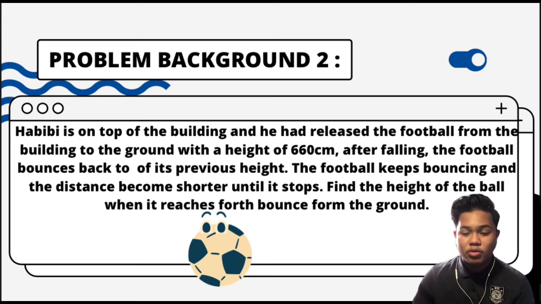Now we are going to problem background 2. For the second case, Habibi is on the top of the building and he released the football from the building to the ground with a height of 660 cm. After falling, the football bounced back to 2 over 4 of its previous height. The football keeps bouncing and the distance becomes shorter until it stops. Find the height of the football when it reaches the fourth bounce from the ground.